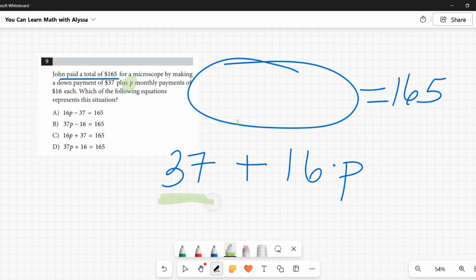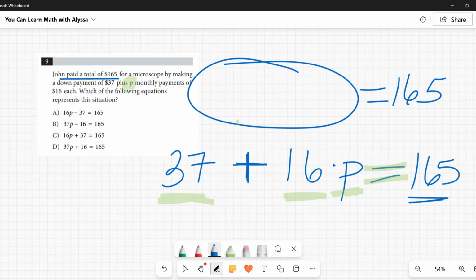We have our down payment. It was $16 a month for P months, and all together for a total of $165. There's our total. So that is our combination: 37 plus 16P equals 165.